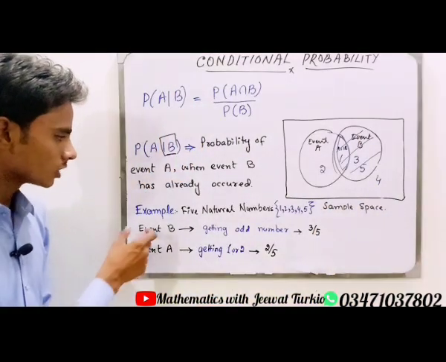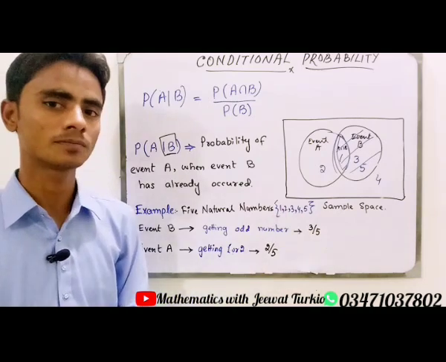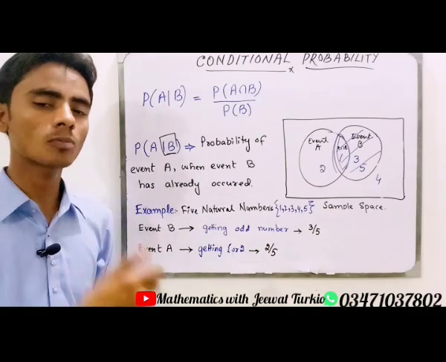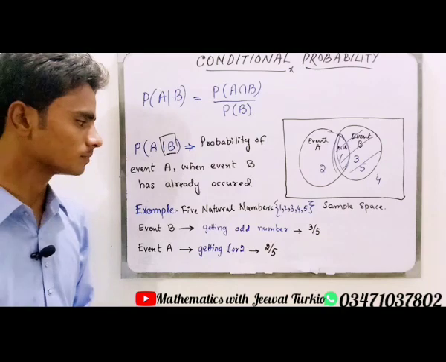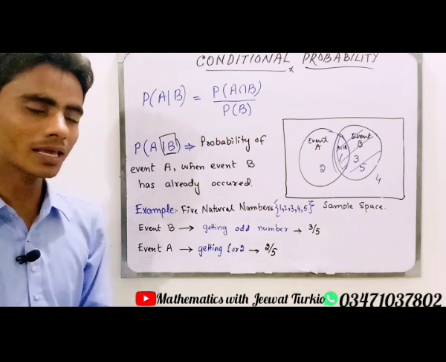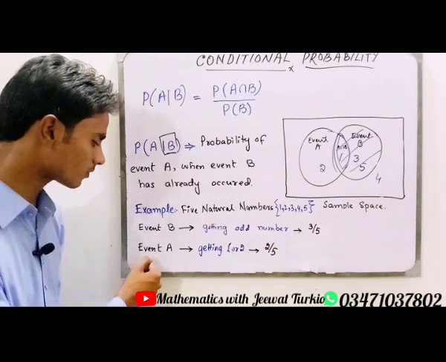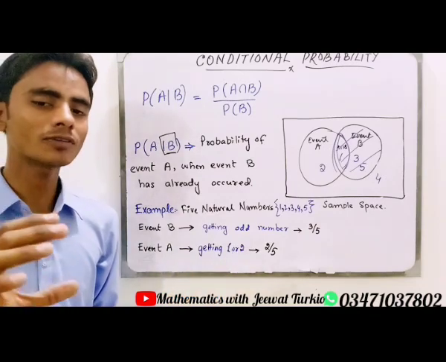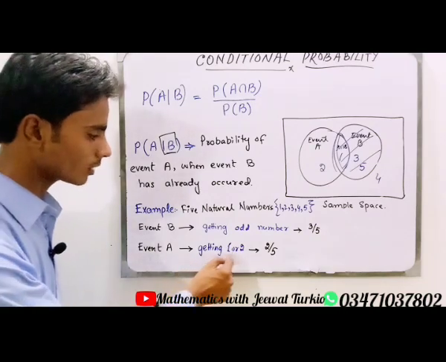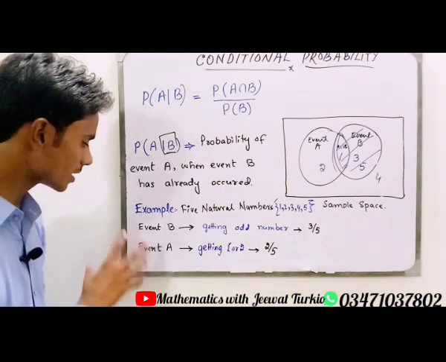So let's take an example. If we are taking the first 5 natural numbers, the first 5 natural numbers are 1, 2, 3, 4 and 5. Let's suppose we have an event B: what is the probability of getting an odd number when we are selecting a number at random. There are 3 odd numbers, 1, 3, 5, from the 5. So the probability of getting an odd number is 3 by 5. And the same way, if I ask what is the probability of an event A, where event A is getting 1 or 2 when we select a number at random. The 1 or 2 are 2 of 5, so the probability is 2 by 5. So this is the simple probability.